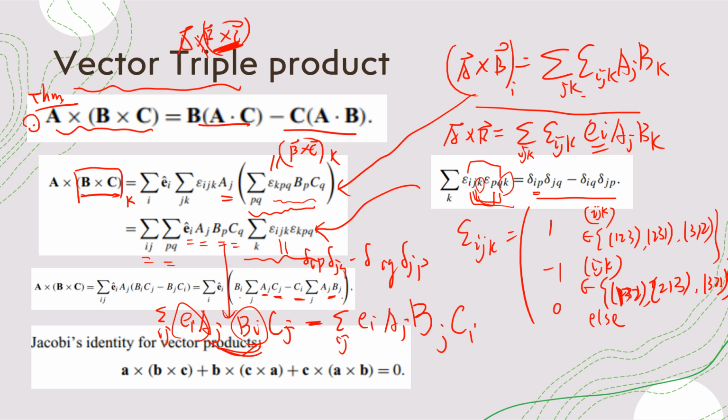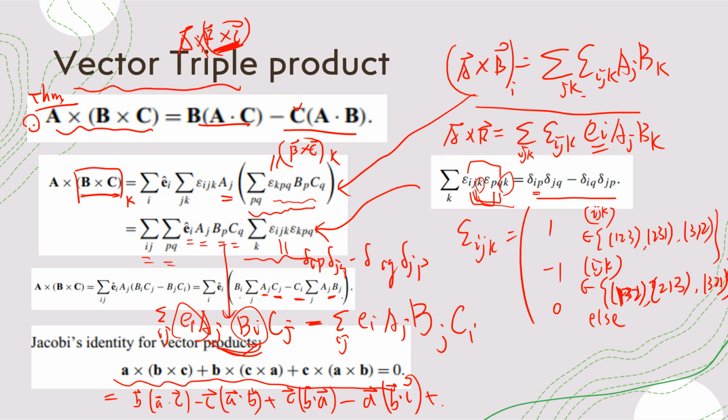Okay, and the Jacobi identity is also easy. Suppose we already know this, because this can be written as b (a dot c) minus c (a dot b), plus c (b dot a) minus a (b dot c). So basically use this formula three times, and you find that they all cancel with each other. Okay, so it's 0, right?